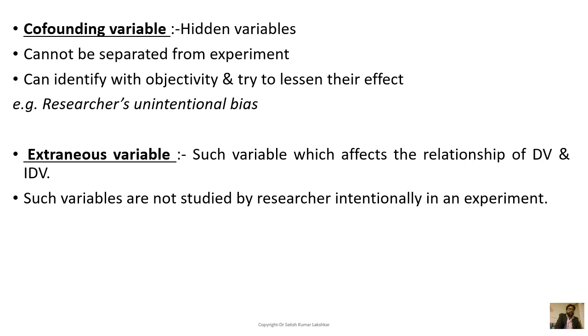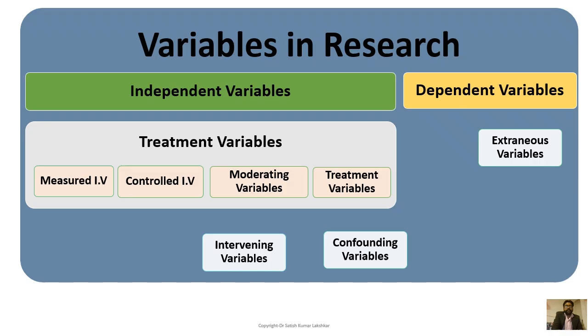Confounding variables play a role of hidden variables, which cannot be separated from the experiment or the study. For example, researchers and unintentional bias. Then extraneous variable, such a variable which affects the relationship of dependent variable and independent variable. Such variables are not studied by the researcher intentionally in an experiment or a research.